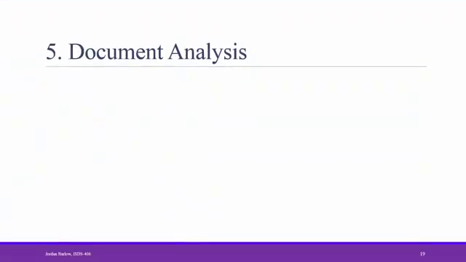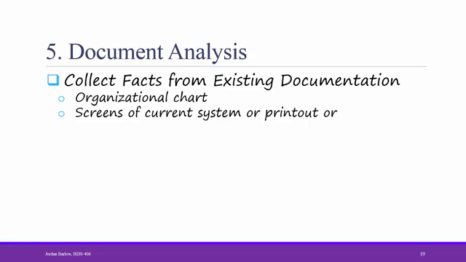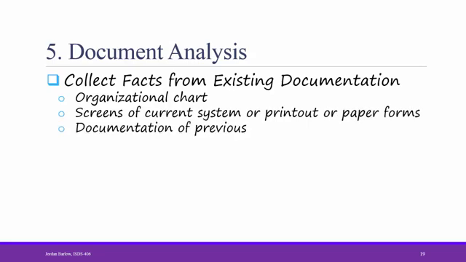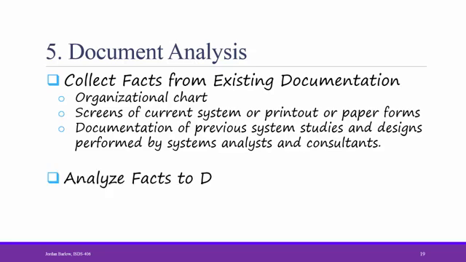The last common technique for gathering requirements is document analysis. This means that you take a document that the organization is currently using, whether that's paper or digital, and you collect facts from that existing documentation. For example, you could look at an organizational chart, screens of the current system, or printouts of paper forms like invoices or sales receipts, or documentation of previous system studies and designs performed by systems analysts and consultants in the past. It's important that you determine how current the documents are.